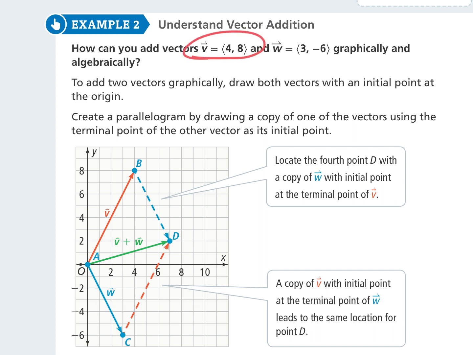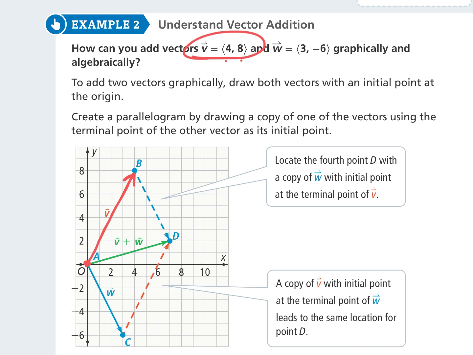So notice just how to graph vector v in general. This says 4, 8. So we're going to start at the origin down here, and this vector is going over 4, up 8. So notice the vector has an initial point at 0, 0. Its terminal point is at 4, 8. And it's just drawn as kind of an arrow in that direction.